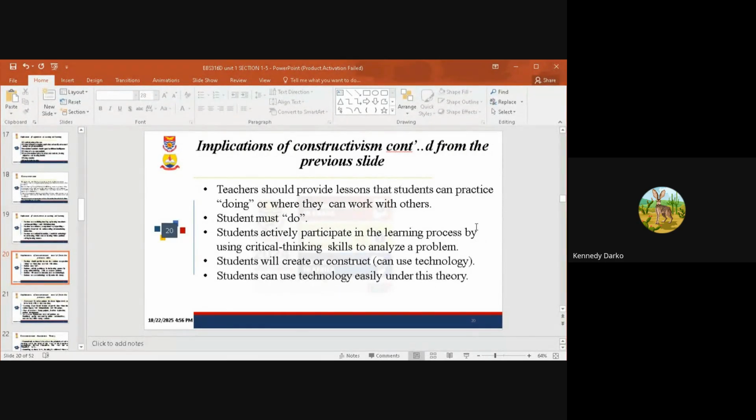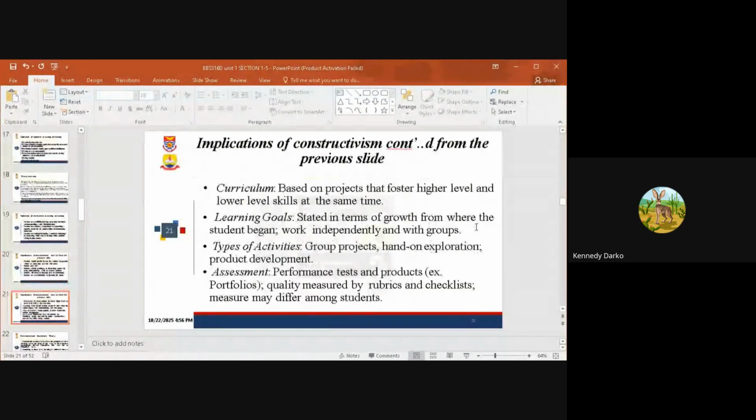Here, the student can use technology to solve it. The student can use other means. If you give a problem, the person can go home and use the internet, which is technology, to solve it, or go and follow any book to solve the problem. So the student will construct knowledge either through technology or manually. So students can use technology easily under this theory. With constructivism, because the student must learn by doing, the student will be able to use technology easily without any problem.